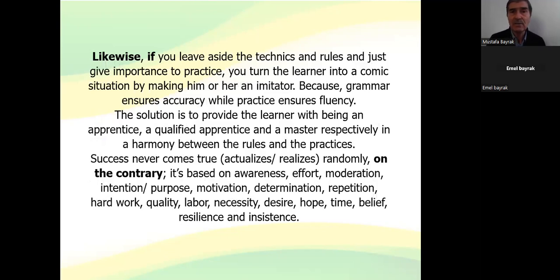Likewise, if you ignore the techniques and rules and just give importance to practice, you turn the learner into a comic, funny state by making him or her an imitator, because grammar ensures accuracy while practice ensures fluency. Grammar makes us sure about accuracy, and practice makes sure that we use English fluently. Both of them are correct. We need both of them. The solution is to provide the learner with being an apprentice, a qualified apprentice, and a master, respectively, in harmony between the rules and the practices.